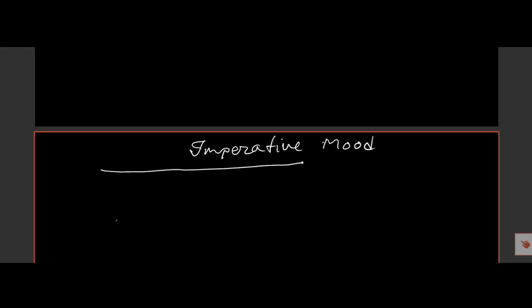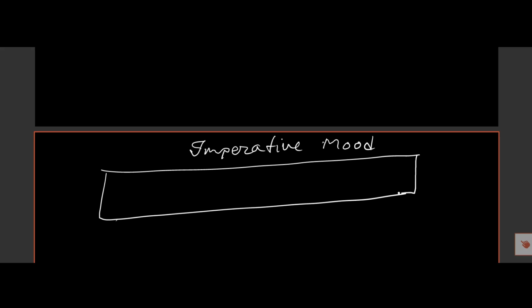Let's see the voice of imperative sentence. Voice in imperative mood. If the active voice is in the imperative mood, then we must follow this structure. We know the verb, the sentence in the active voice.